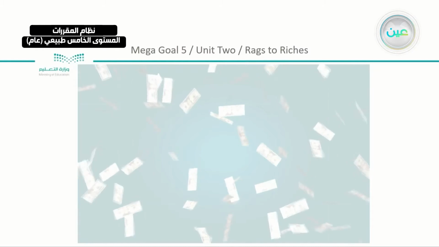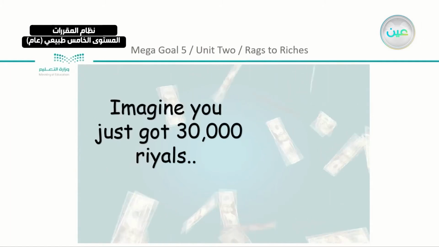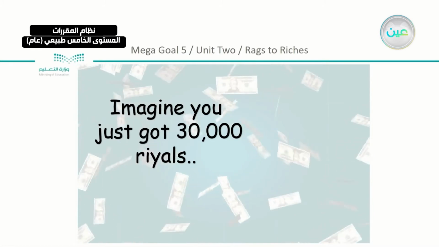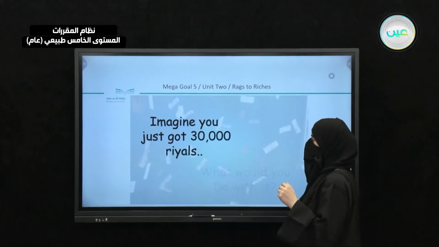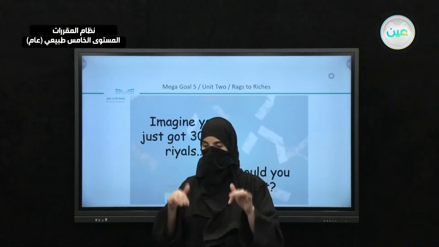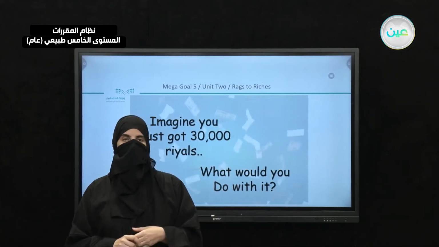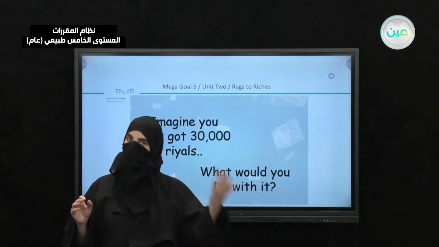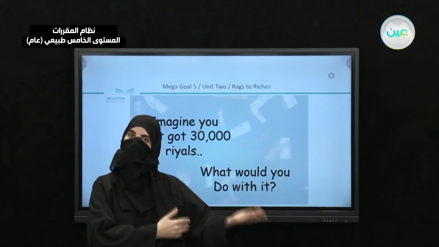Now first we have here, imagine. Imagine that you got 30,000 riyals, a prize, a graduation gift. You got this money for you. Now, if you got this, what would you do with it? So just imagine now that you got 30,000 riyals today. What would you do with this money? It's sure that there are hundreds of answers, things that you have planned to do, or things that you want. Other people, they would prefer to do something else.